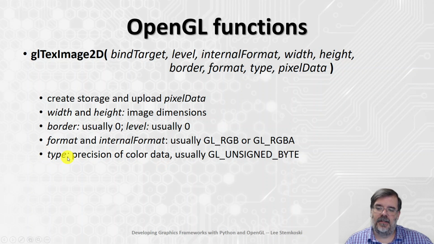Finally, type tells us about the precision of the color data. Specifically, each one of these values, the RGB and A values, we'll use a byte or 8 bits to store each one. So that will usually be GL unsigned byte.